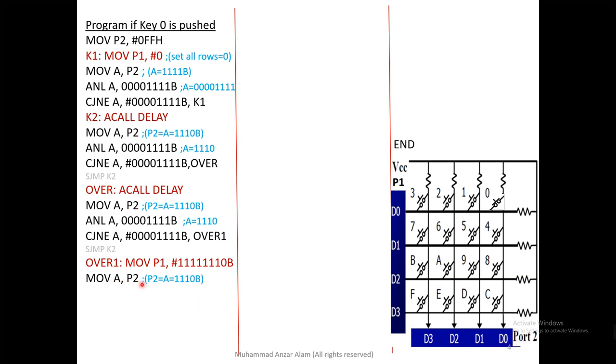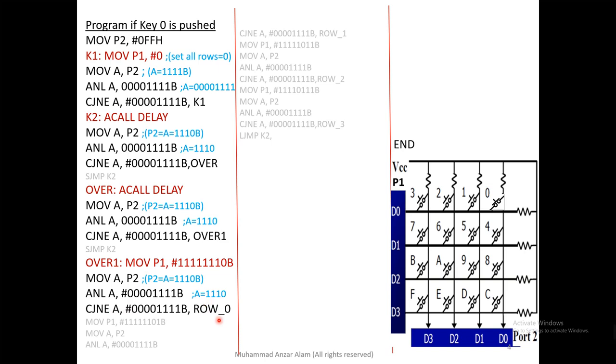So what will happen? P2 will read, of course, because this switch is pressed and this is 0, P2 will read 0 and the rest of the values will be 1. So P2 will read 0 1 1 1. And performing the AND logic, because the accumulator value is not equal to this value, the accumulator will have 0 1 1 1 value. And then compare jump if not equal, of course these are not equal, so the program has to jump to row underscore 0. Where is row underscore 0? It is not here, it is still not here. Okay, row underscore 0 is here, so the program from this line will directly jump to this one.